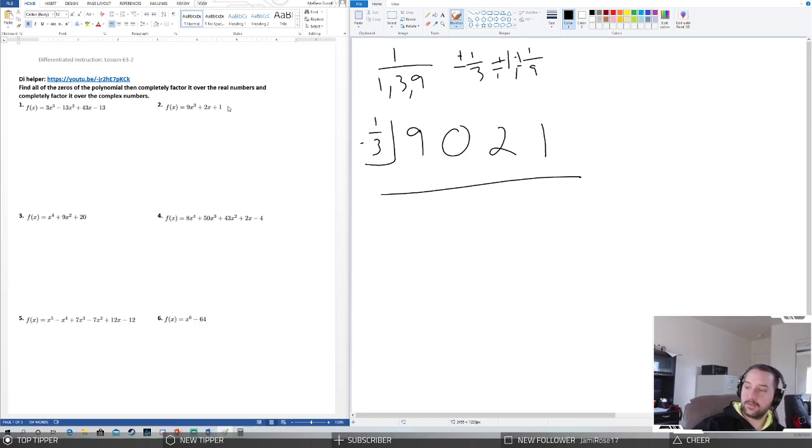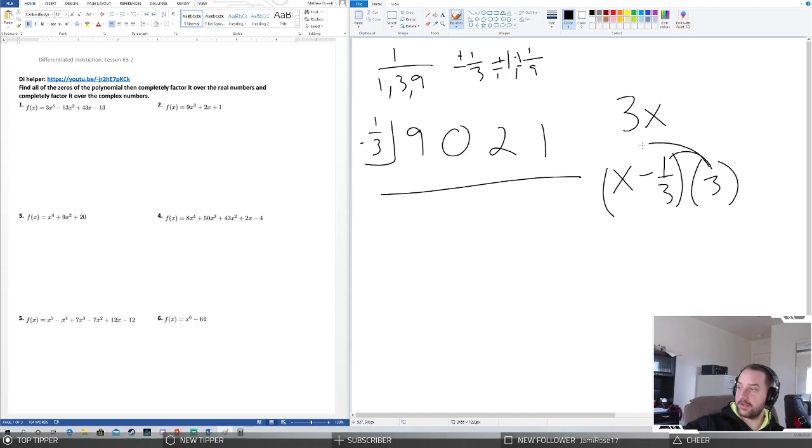Good question. So how did I get the 3x minus 1? If I have the x minus 1/3 and then times the 3, that 3 multiplies with that. So then you get 3x minus 3 over 3, which is 3x minus 1.